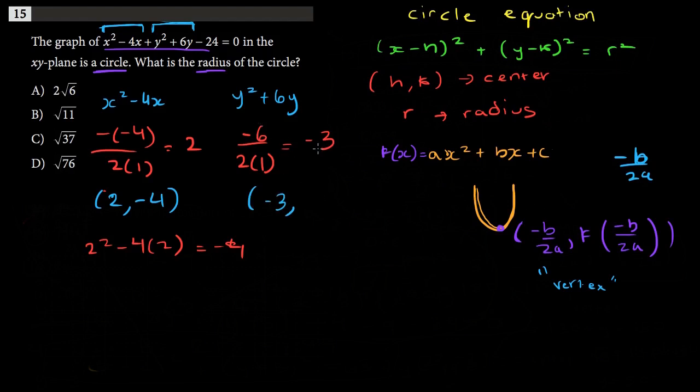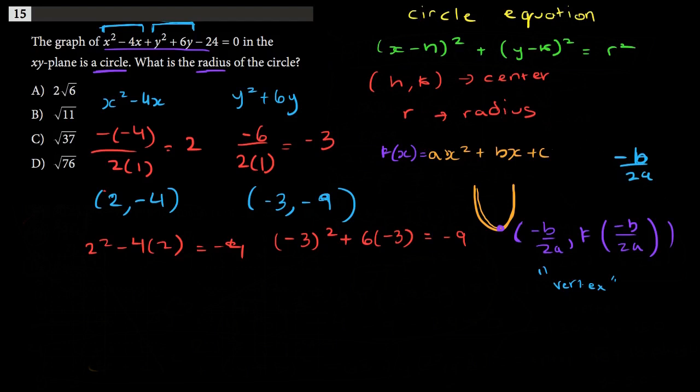Then I'm going to find the y coordinate of this fake vertex by plugging this minus 3 in again. So it's minus 3 squared plus 6 into minus 3. Minus 3 squared is 9, and 6 into minus 3 is minus 18. So 9 minus 18 is minus 9, and our y coordinate is minus 9. So we have these two fake vertices. That's what we're after.